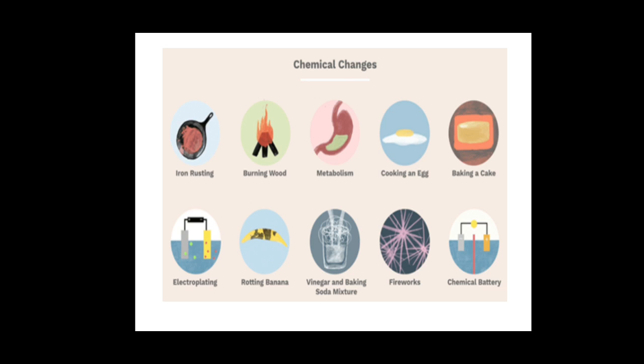a brown layer will form on the fruit. The formation of a brownish layer is known as a chemical change because the fruit reacts with the air and forms some new substances. That is why it forms a brown color. Vinegar and baking soda mixture, fireworks and chemical battery. These are some examples of chemical changes.